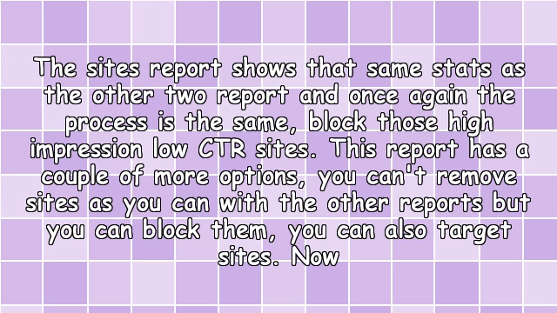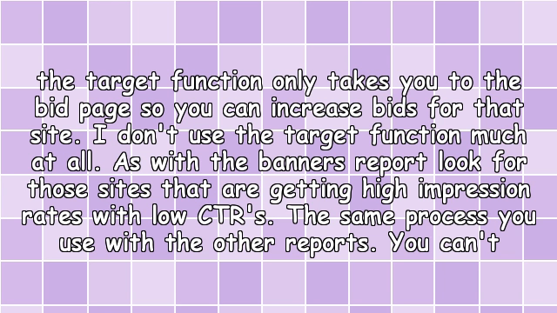Traffic sites report. The sites report shows the same stats as the other two reports, and once again the process is the same. Block those high impression, low CTR sites. This report has a couple more options. You can't remove sites as you can with the other reports, but you can block them. You can also target sites. The target function only takes you to the bid page, so you can increase bids for that site. I don't use the target function much at all.